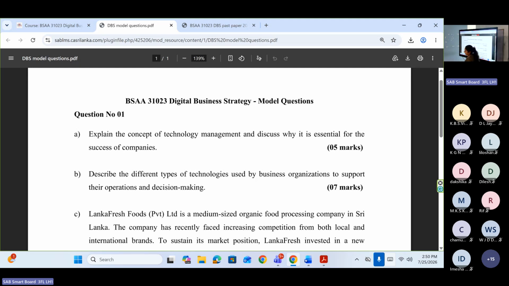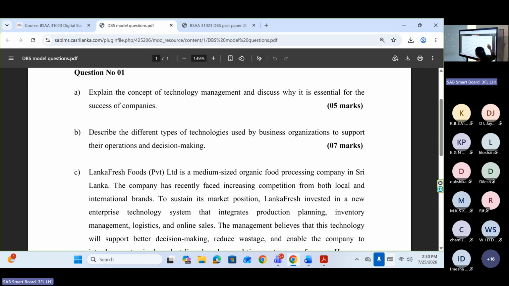So now model answer in this case, technology management at least in one stage, and at least you have to provide 3 points to support the organizations. Next question.